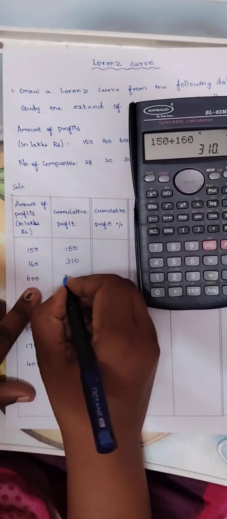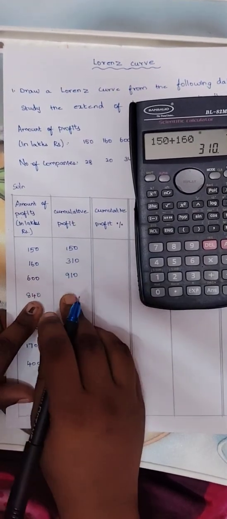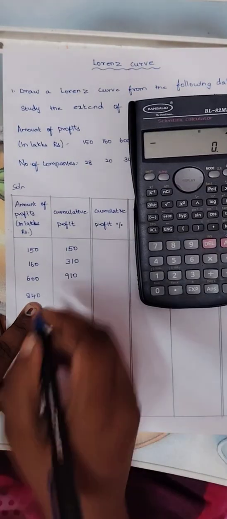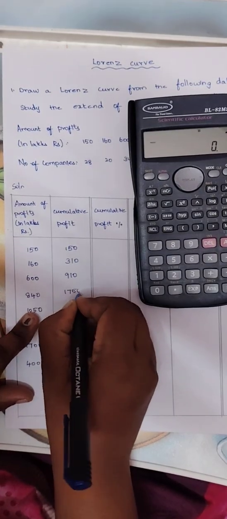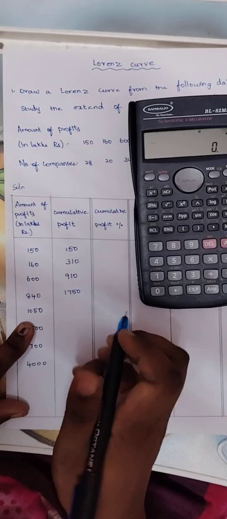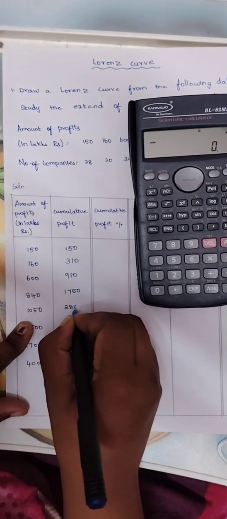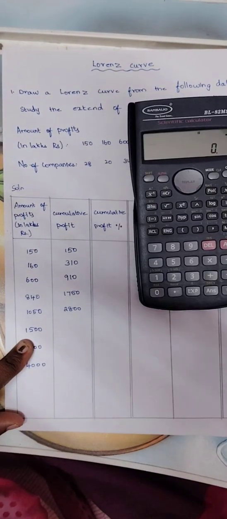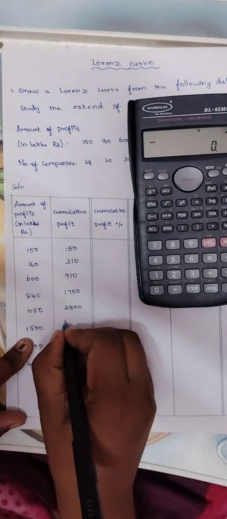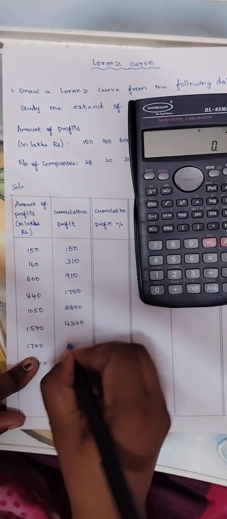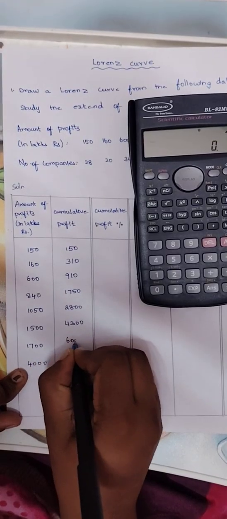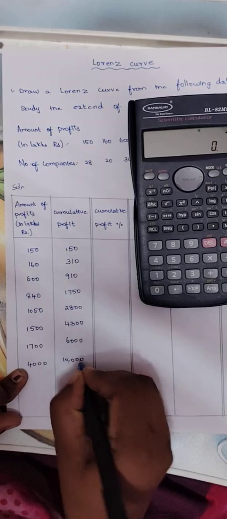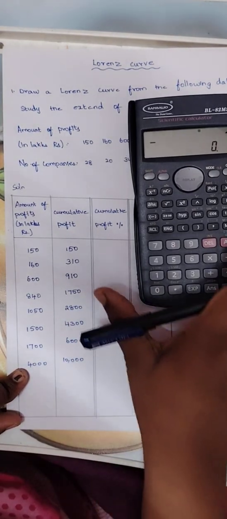So 310 plus 600 is 910. And then to find the next term, it is 910 plus 840, it is 1750, okay. And next, if we add these two terms, it is 2800. If we cumulate this term, it is 4300. And then we have 6000. And then if we add these two terms, it is 10,000, okay. So this is my cumulative profit, okay.